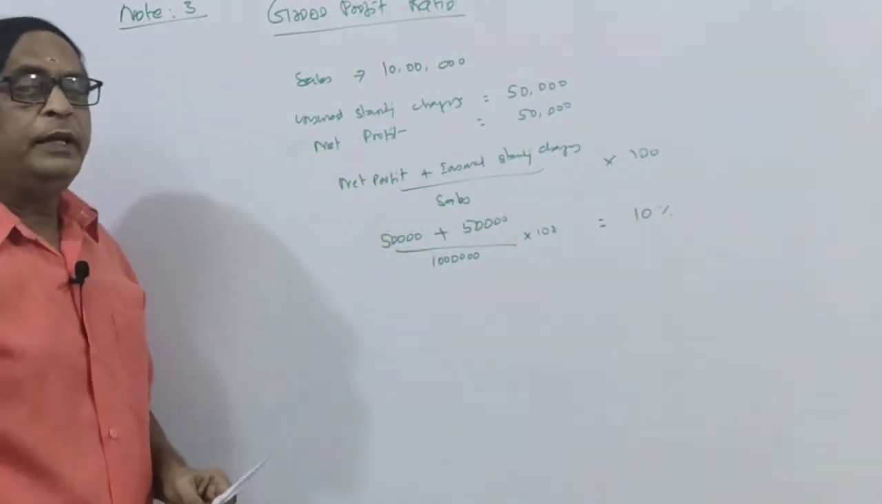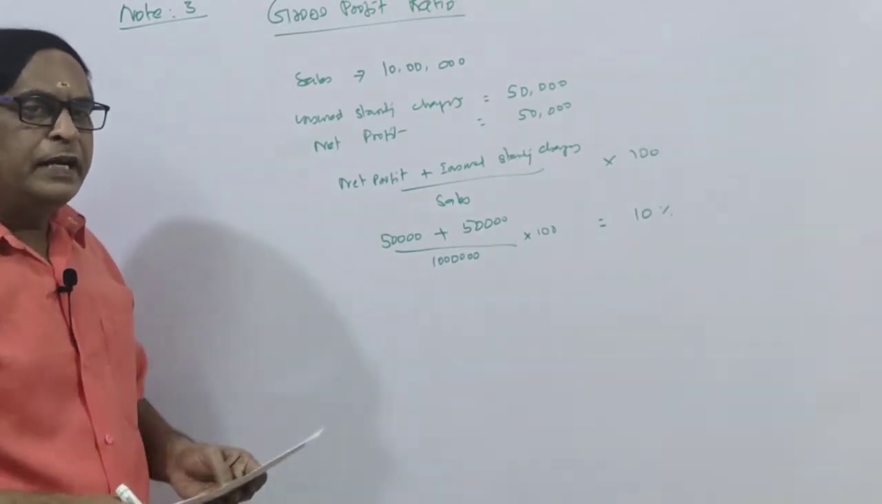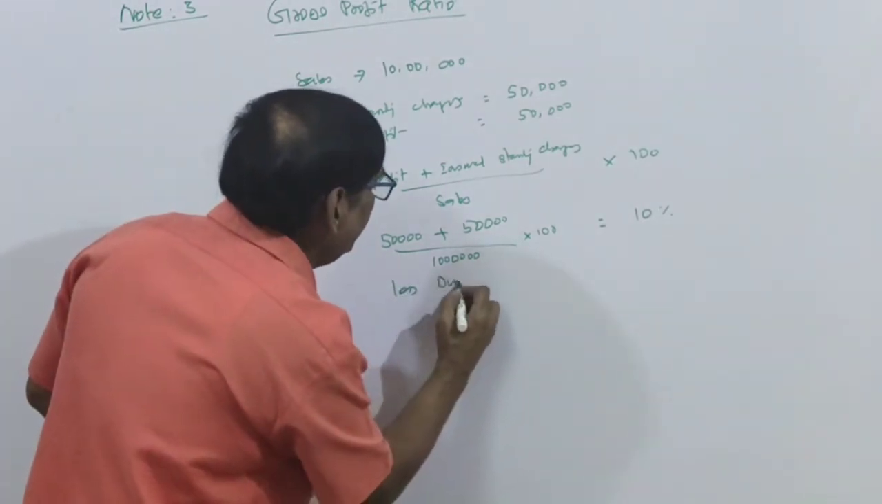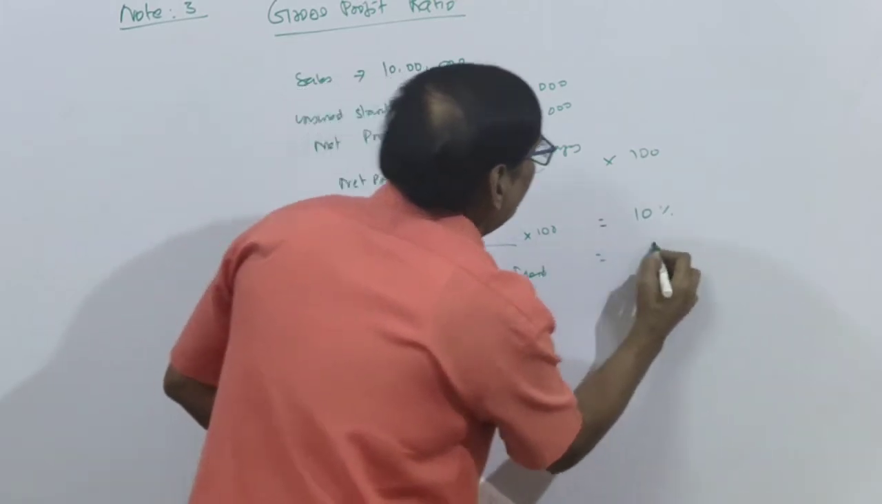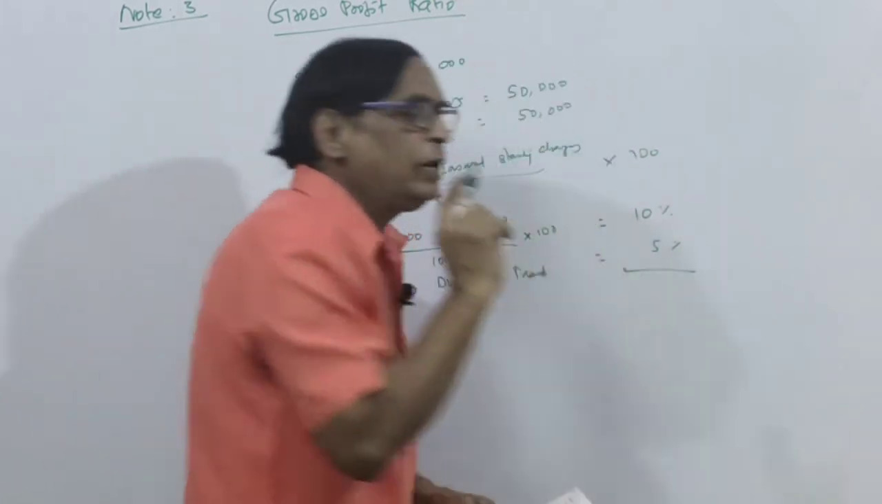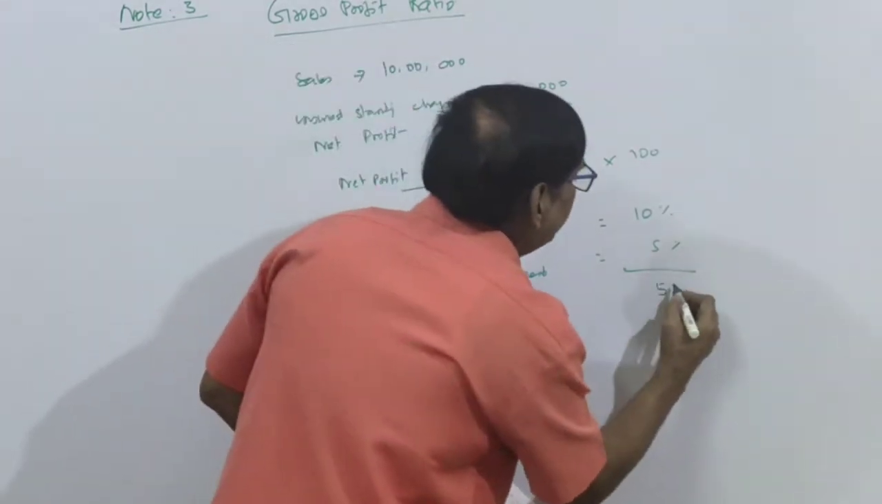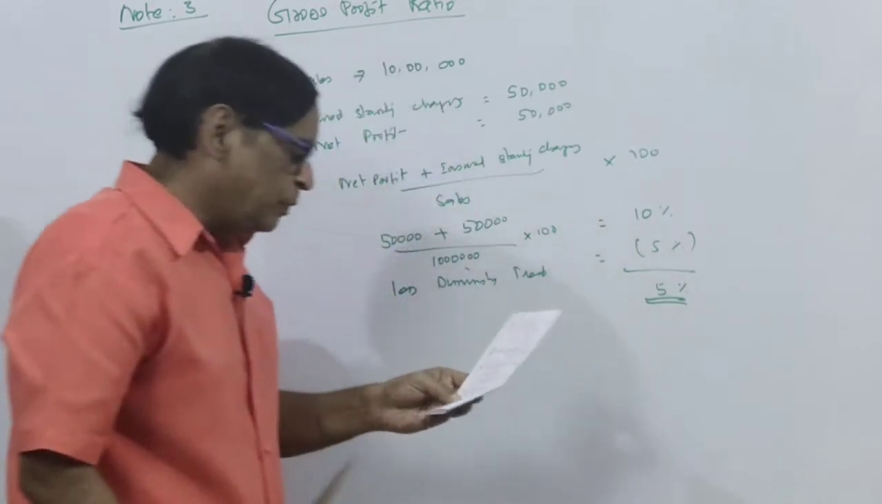Here you have to apply the diminishing trend in GP. How much diminishing trend? Diminishing trend 5%. So the total gross profit margin here is only 5%. If you deduct this 5%, the 5% will be the remaining. It is the gross profit margin.